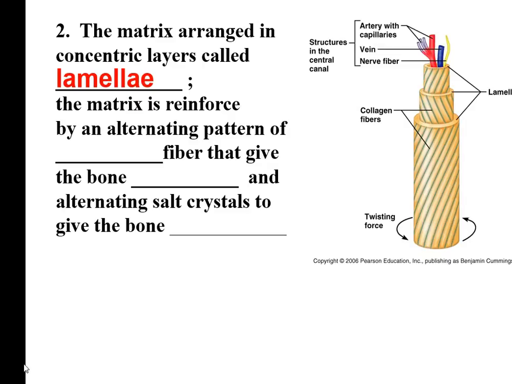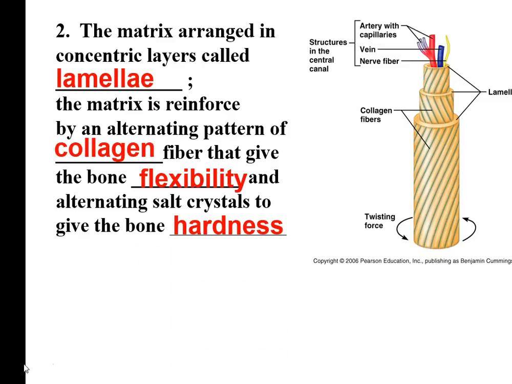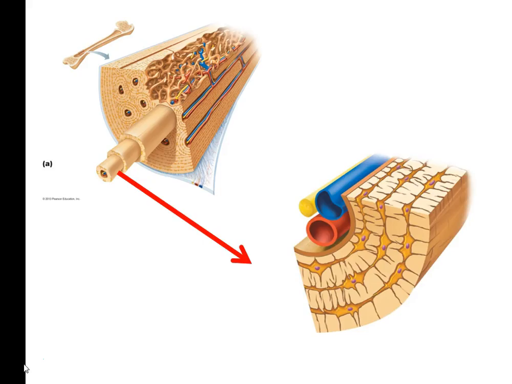The matrix, just like all connective tissue matrix, has fibers in it, and we have collagen fibers in the matrix to reinforce it. Notice that in each concentric circle, as we go from superficial to deep, the collagen fibers run in an alternating pattern, and that gives us more strength and flexibility. Inside of the matrix, we also have salt crystals, and their arrangement is alternating too, so that you build up on the strength. So the collagen fibers give the bone flexibility or tensile strength, while the salt crystals in their arrangement give the bones hardness.